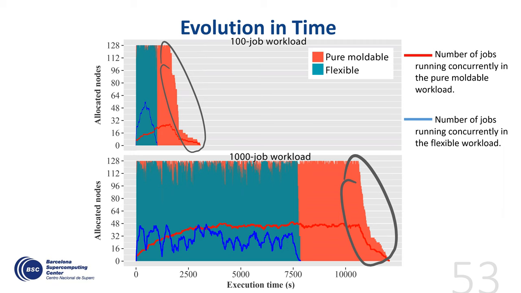And when smaller jobs are finishing, they have to continue with that allocation during the whole lifespan. So they cannot get more resources and they cannot finish earlier, as happens in the flexible workload, where the allocated ratio is maintained during the whole execution.